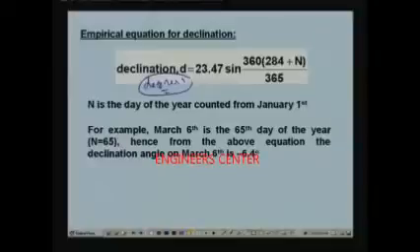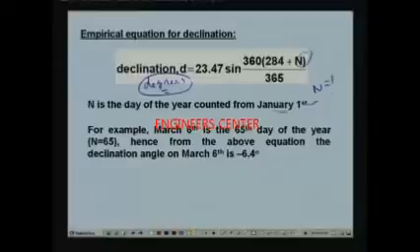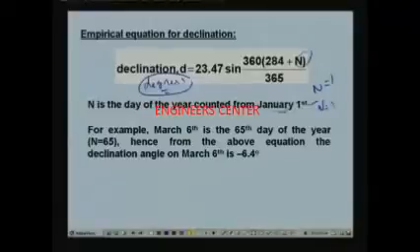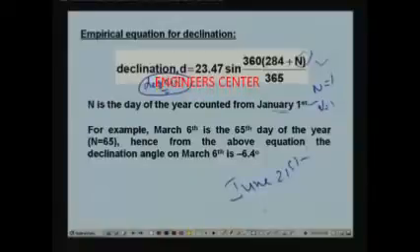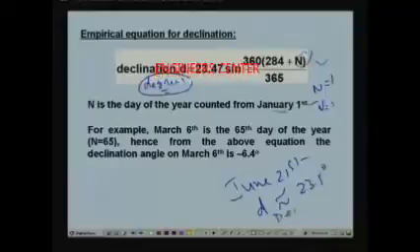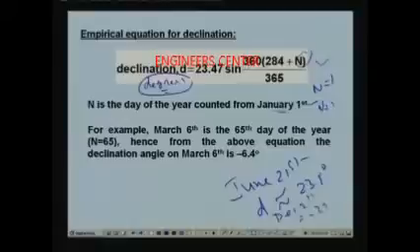Declination in degrees is given by this empirical equation: d = 23.47 times sine of 360 times (284 plus n) divided by 365. What is n? n is the day of the year counted from January 1st. That means on January 1st n is equal to 1, January 2nd n is equal to 2, like that. So, December 31st n becomes 365. If you know the day of the year, you can easily calculate the declination using this equation. From this equation you will find that on June 21st, declination d is approximately equal to 23.5 degrees, and on December 21st it is equal to minus 23.5 degrees.